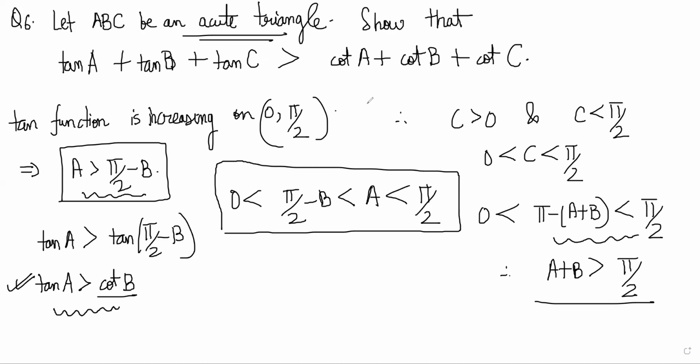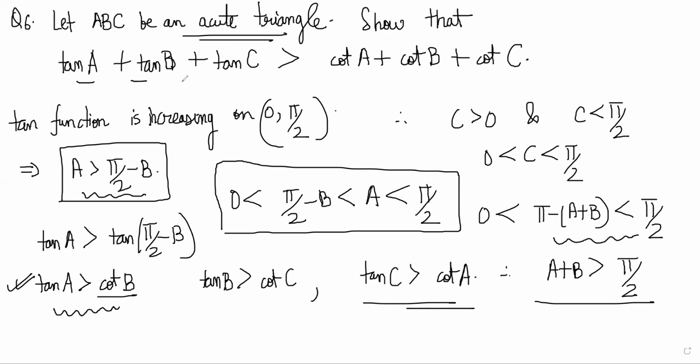And in a similar manner, by taking a different angle, we can show that tan B is greater than cot C, and we can also show that tan C is greater than cot A. So that implies that the LHS, which is tan A plus tan B plus tan C, must be greater than cot A plus cot B plus cot C. A pretty simple question, but we are using again the fact that tan function is increasing and also that the triangle is acute. So we get the ordering of the angles A and pi by 2 minus B, from where it follows that tan A is greater than cot B.